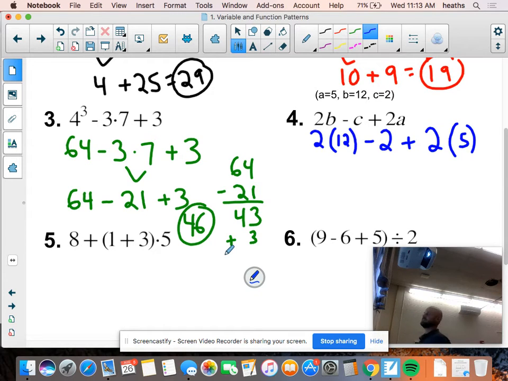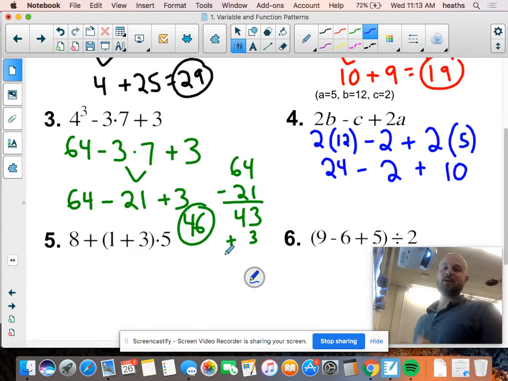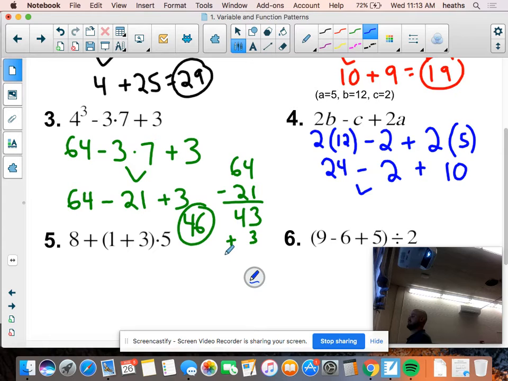Let's get rid of those parentheses. 2 times 12 is going to be 24, and 2 times 5 is going to give us 10. We'll drop the rest of our problem down. So 24 minus 2. Let me slow down one more step. We have a minus and a plus, so those are our 2 last steps, addition and subtraction. Don't have to go in any particular order, so we're just going to go left to right. 24 minus 2 is 22, plus 10 gives us a final answer of 32.